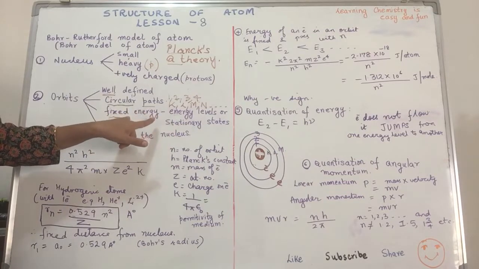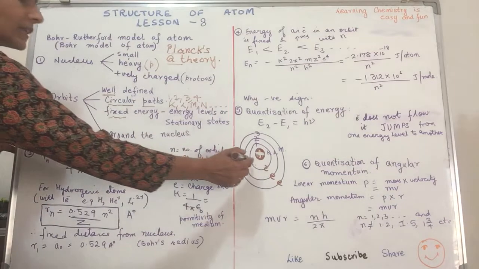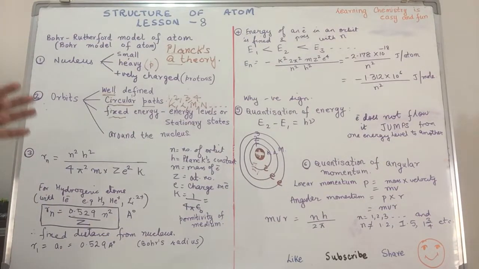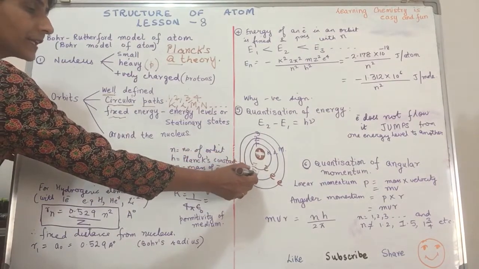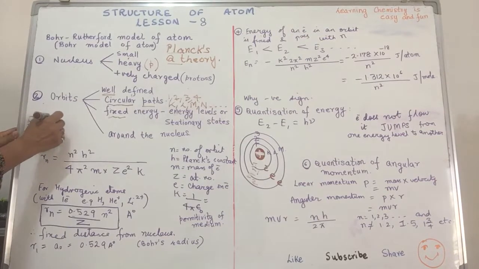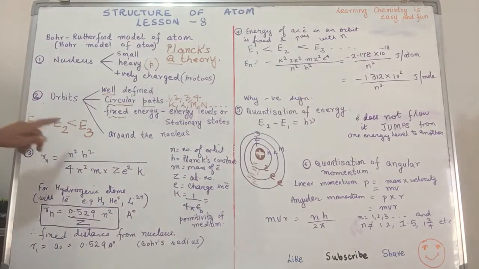As we said, these are fixed energy. An electron in a particular orbit will have a fixed amount of energy associated with it. In other words, if it is in the first orbit, its energy is E1. If it is in the second orbit, its energy is E2. And these energies are increasing as we move away from the nucleus. So the energy of the third level is more than the energy of the second level, which is in turn more than the first energy level, and so on and so forth.